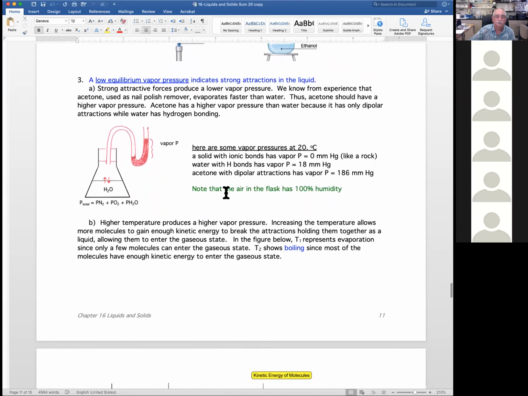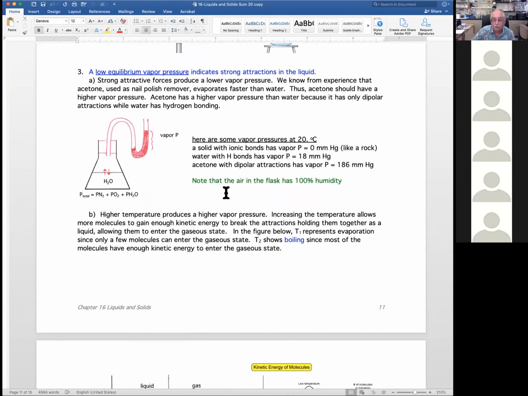And then if you have strong attractive forces, it's going to be harder to go into the vapor phase, so therefore you're going to have a lower equilibrium vapor pressure.